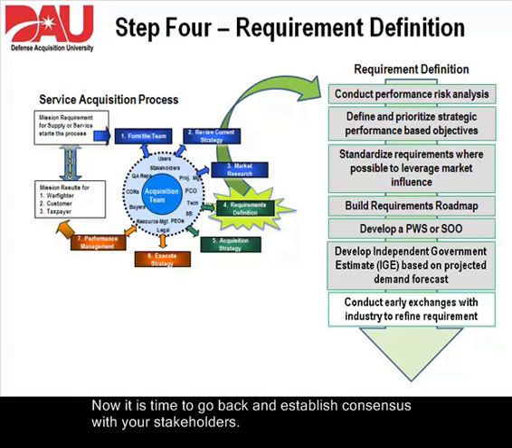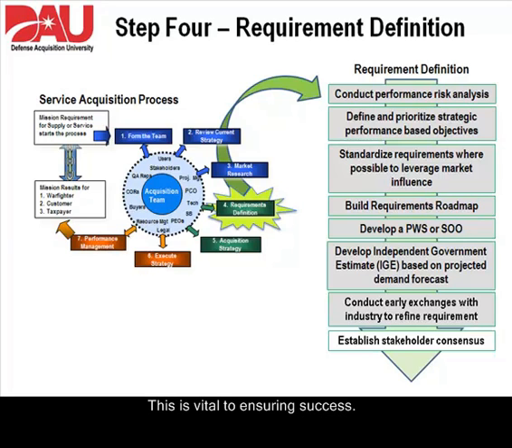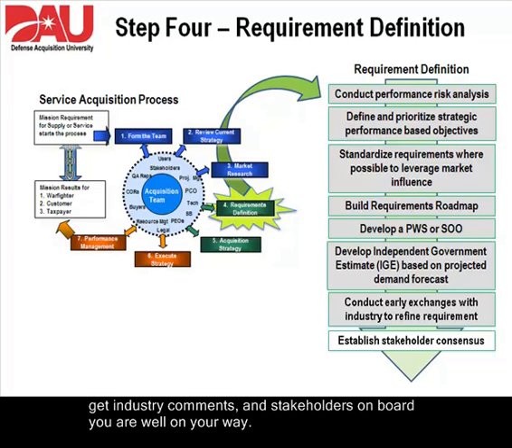Now it is time to go back and establish consensus with your stakeholders. Make sure that your PWS or SOO clearly and accurately reflects your stakeholders' expectations and priorities. This is vital to ensuring success. Developing your requirement is often the hardest part of this process, but if you build a good roadmap and PWS, get industry comments and stakeholders on board, you are well on your way.